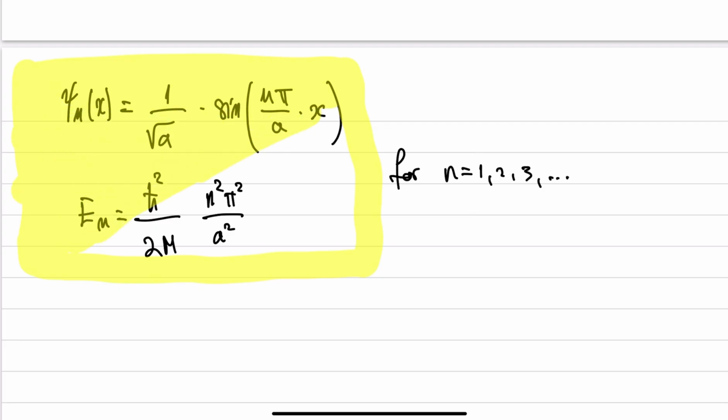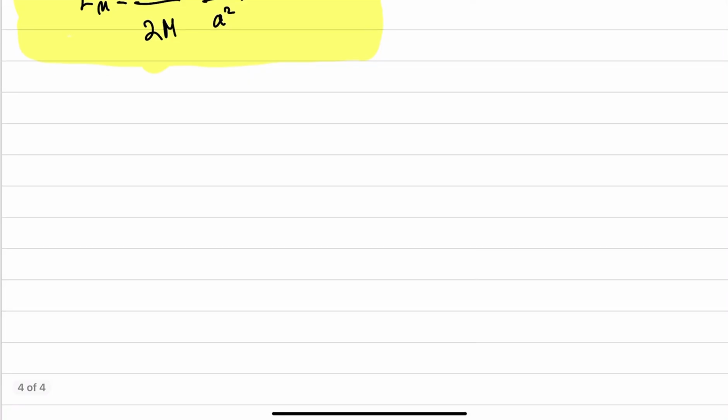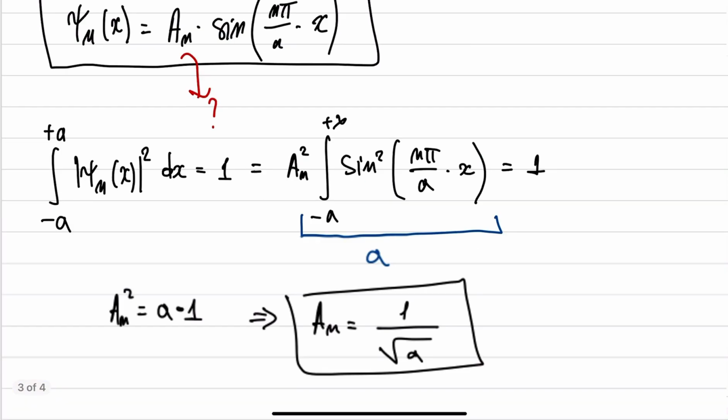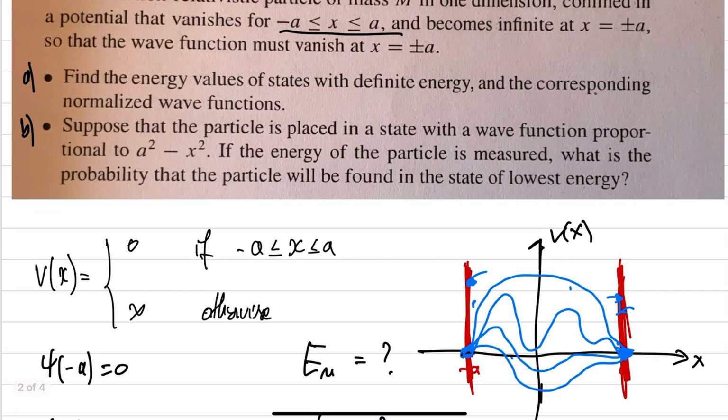So this is the first part where you find the normalized wave functions and energy levels. Now it's the second part of the problem, where you have a particle placed in a state where the wave function is somehow proportional to a squared minus x squared. Now we need to find the probability that the particle will be found in the lowest energy state.